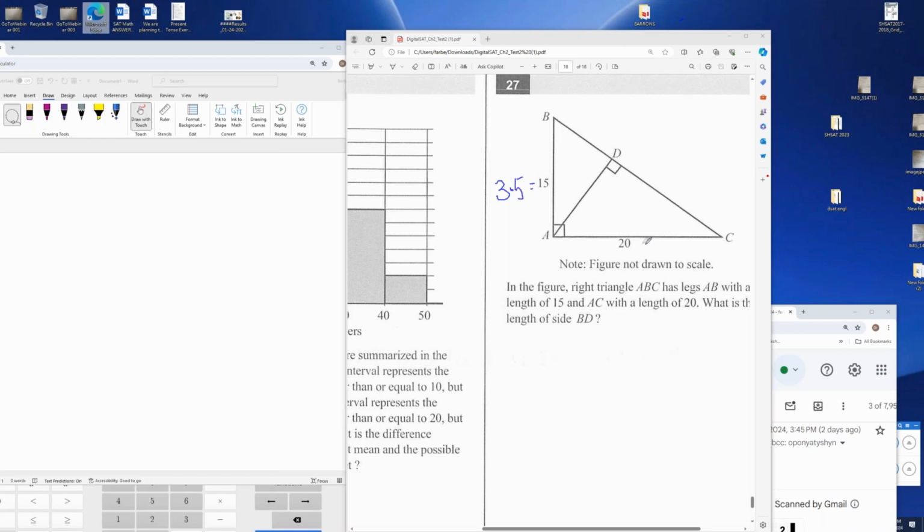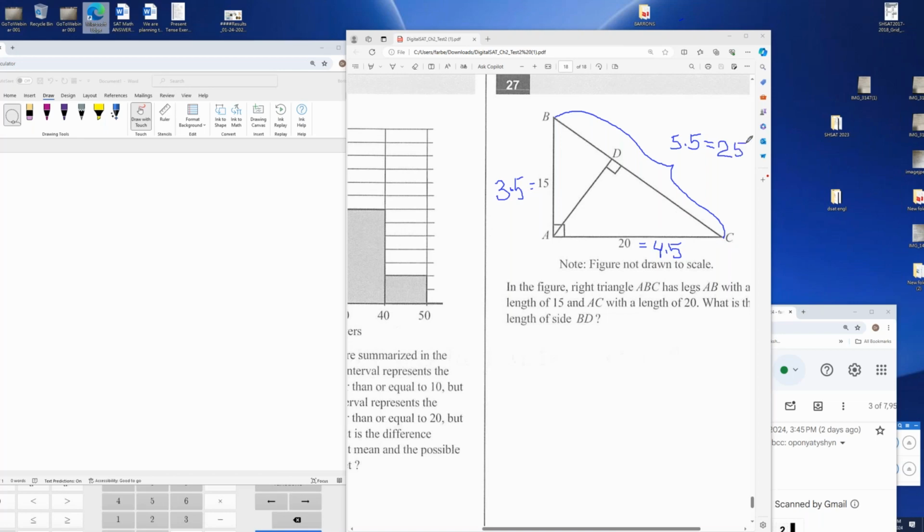What is 20? It's 4 times 5. So this side is supposed to be 5 times 5. Why? Because of Pythagorean triples, the Egyptian triangle, 3, 4, 5. So this side is 25.